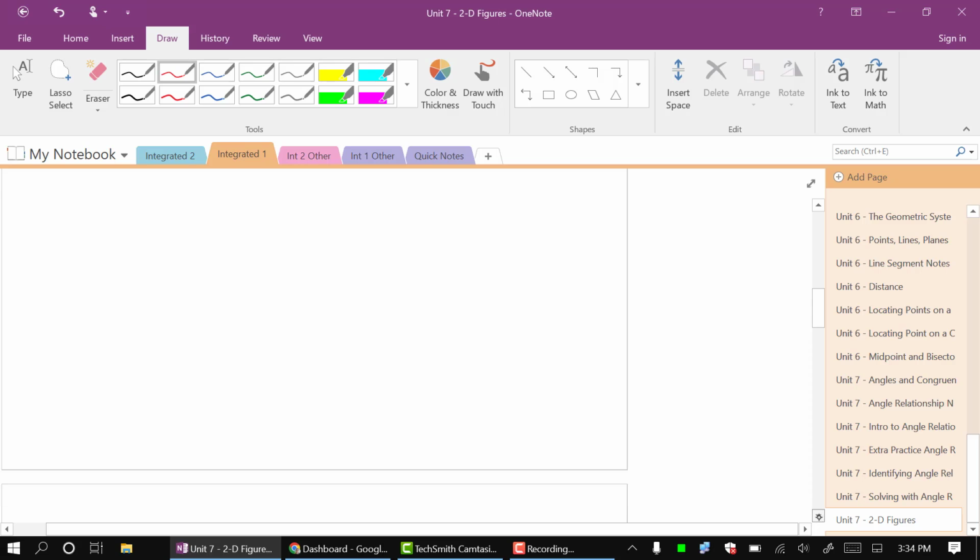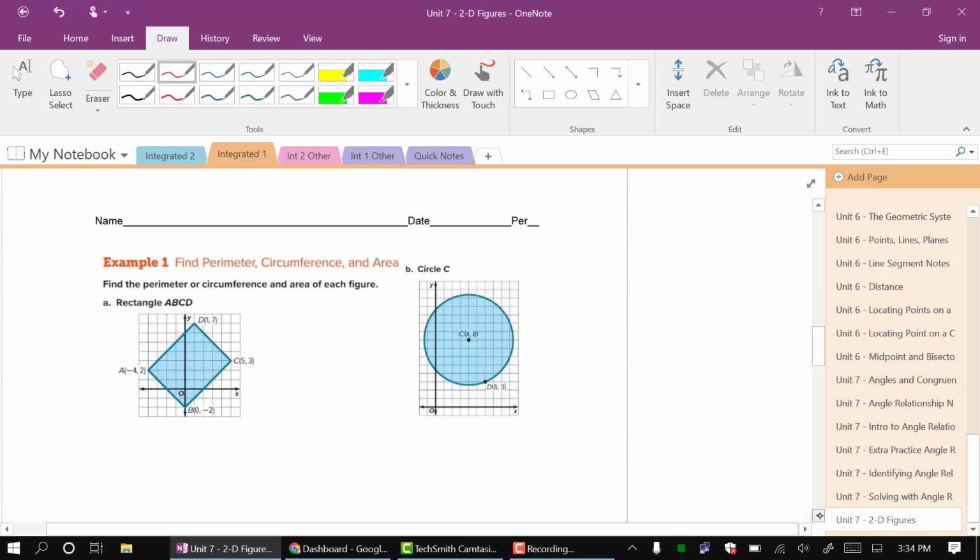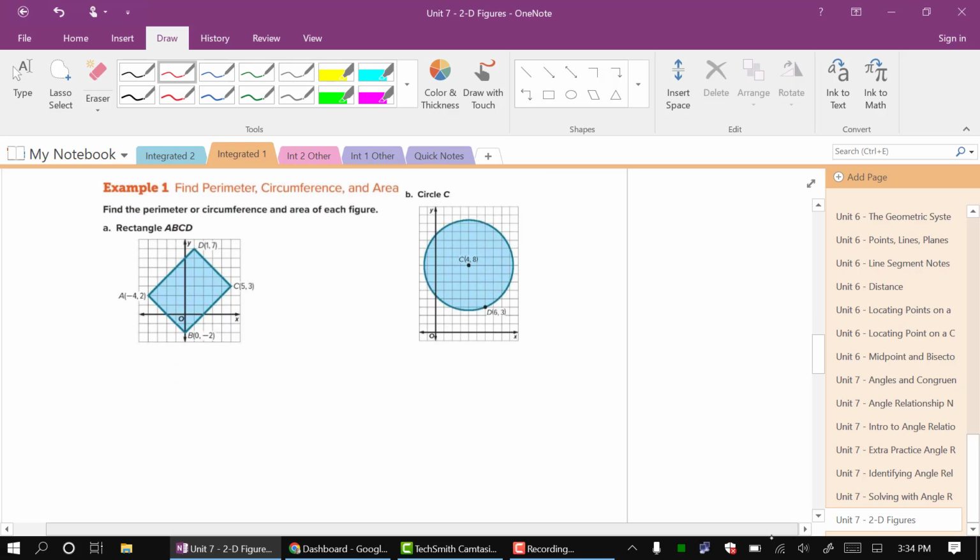So our first two problems are in a coordinate grid. So we're going to have to use some information that we learned from before to help us answer these problems. So what we're going to do is we have this right here. This is going to be my length. And I have this right here. This is going to be my width.